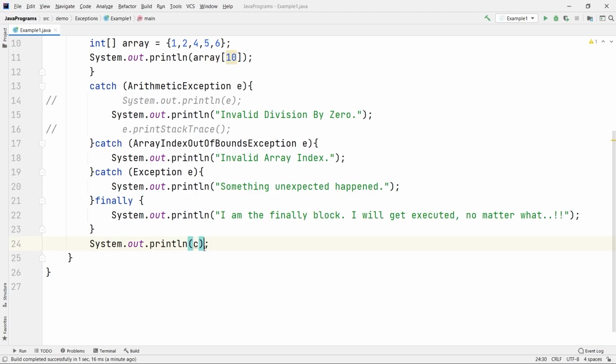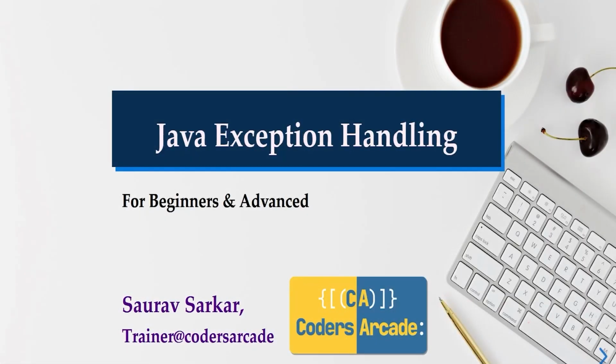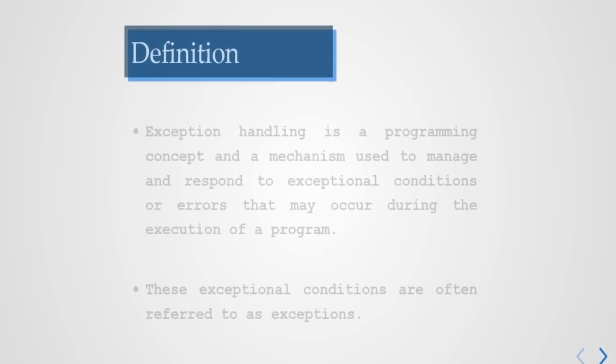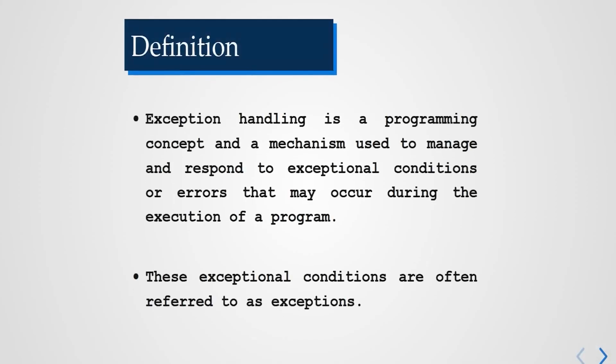Okay, now to get a simple overview, let us look at a PPT. Let us just focus on the basics so that we can remember the definitions that we have learned. Exception handling, as I told you earlier, is a programming concept and a mechanism used to manage and respond to exceptional conditions or errors that may occur during the execution of the program. These exceptional conditions are often referred to as exceptions. I told you, right? Anything that disturbs the normal flow of execution of your code is known as an exception.